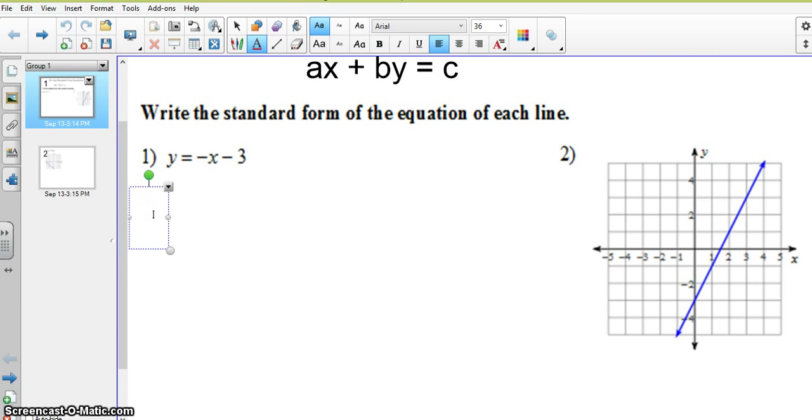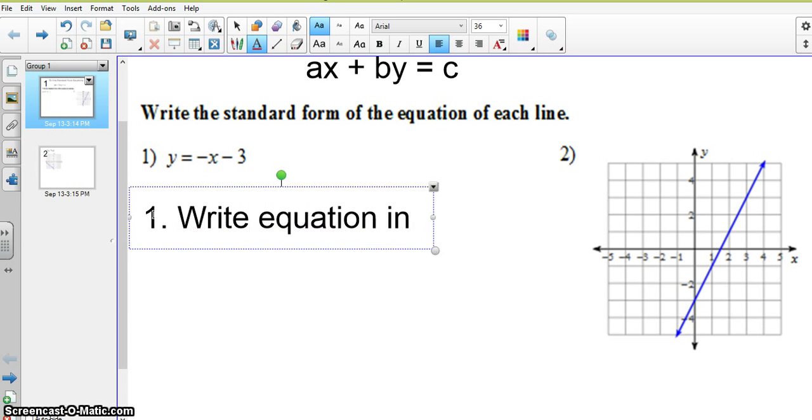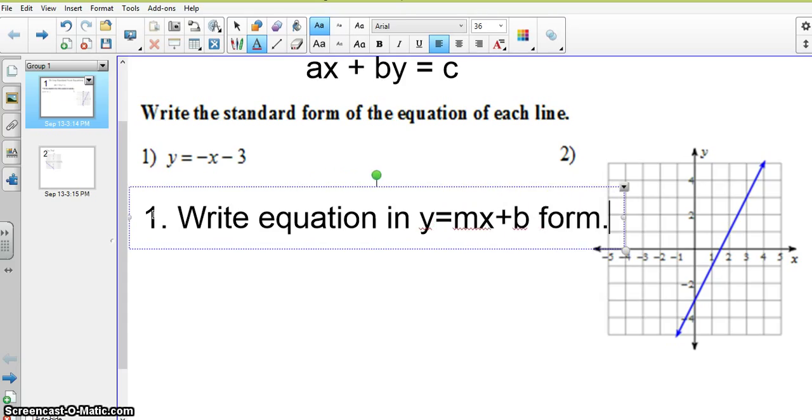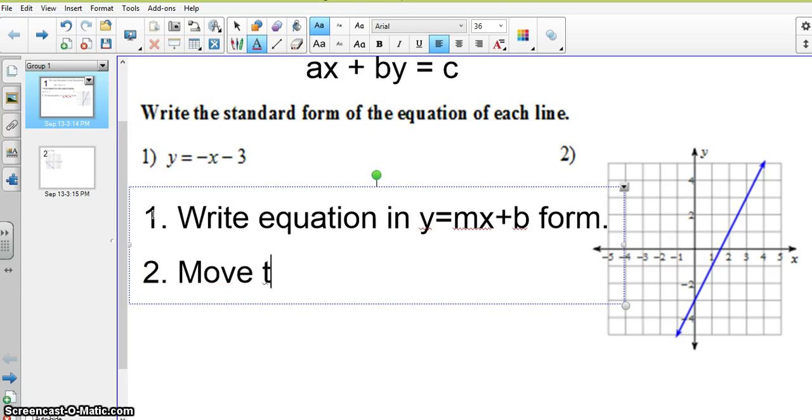That's always going to be your first step: write the equation in slope-intercept form, y equals mx plus b form. Since this one already is, we can move on to step 2, which is to move the x term to the left.